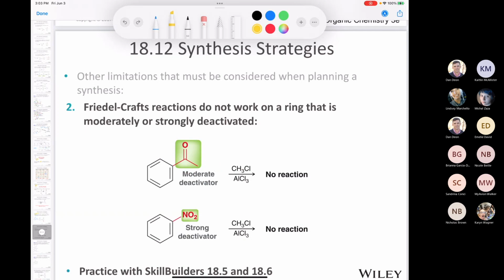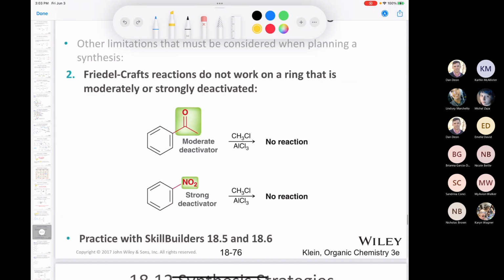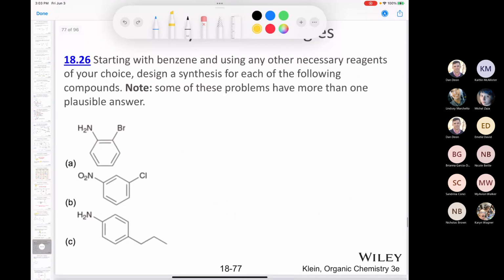Okay, there you go. So they're like Friedel-Crafts. No wonder they didn't want to win a Nobel Prize. It didn't even work half the time. Well, that's not necessarily true, but anyhow, let's take a look at some problems here.